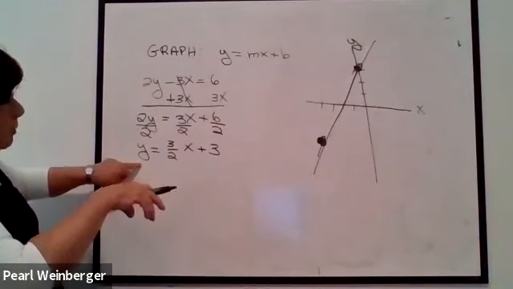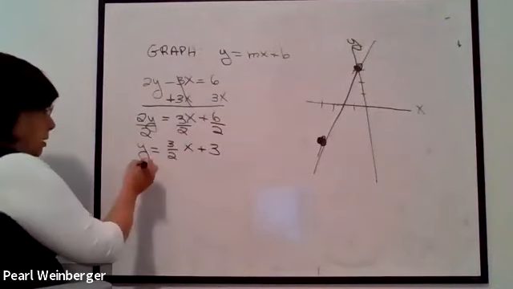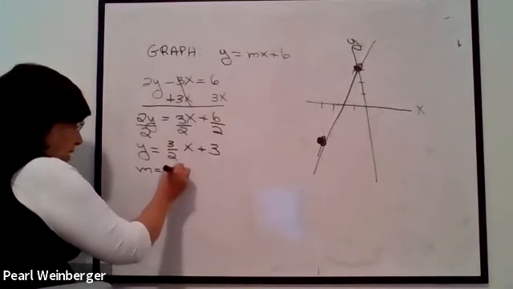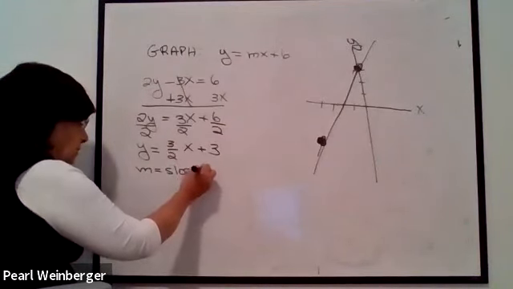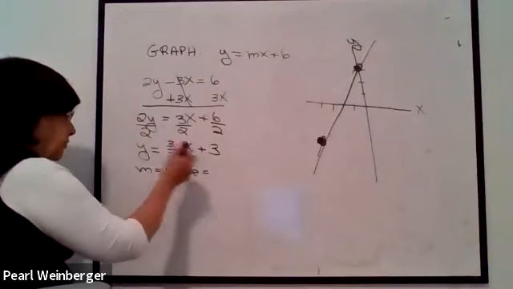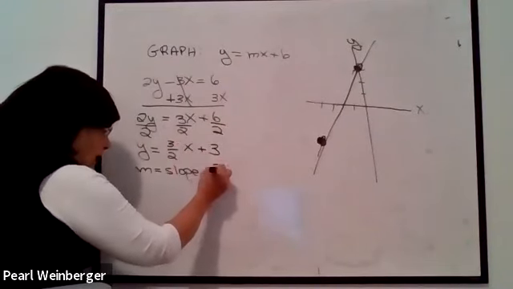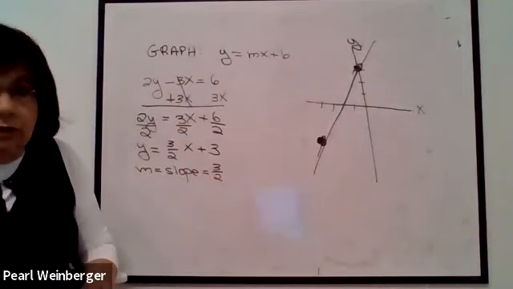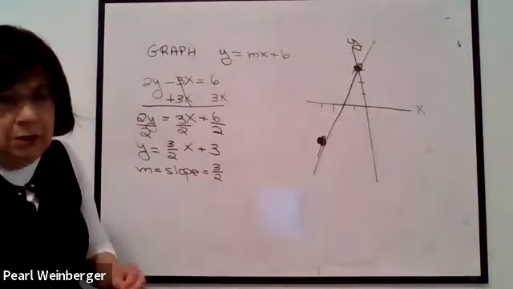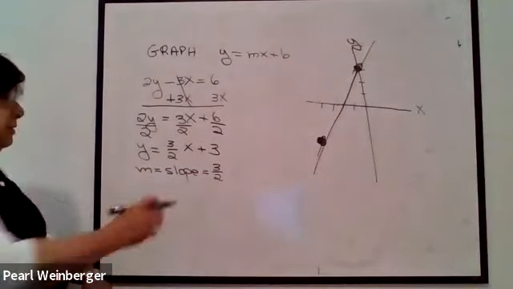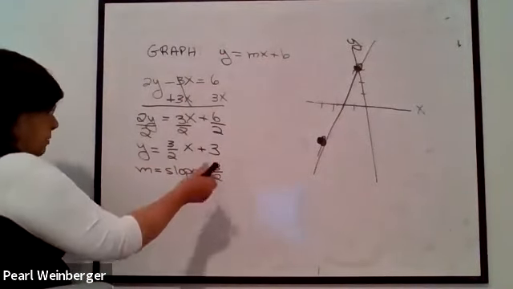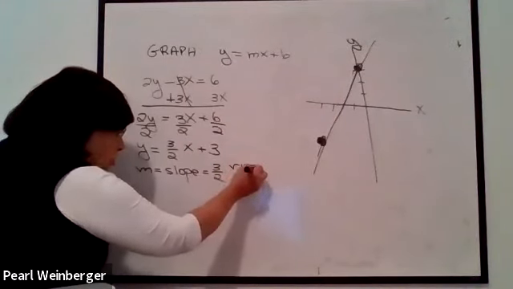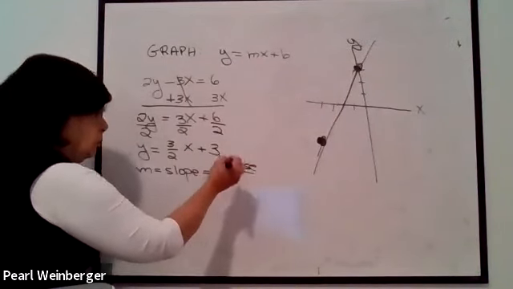The 2 numbers that we write down are the m, which is called the slope, and that's the number in front of the x, the coefficient of the x. And we usually like the slope to be written as a fraction. So if it turns out to be a whole number, we just put it over 1. In this case, it is a fraction. Remember that the slope means rise over run.